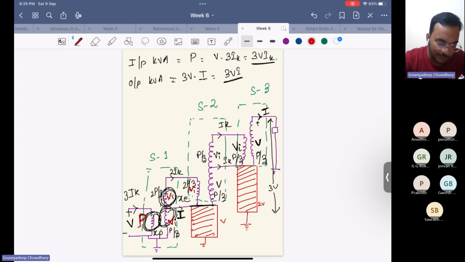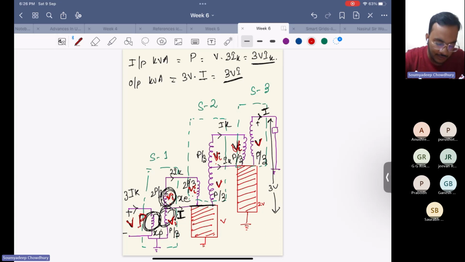Sorry, this is V1. Here we apply a voltage V, and the ratio of the transformer is such that a voltage of V1 appears here. If this is V1, this will be V1. If this is V1, again the ratio is adjusted such that this one is V1, this one is V. Again, if this is V1, this is the primary of the third stage. This is V1 and this is V.